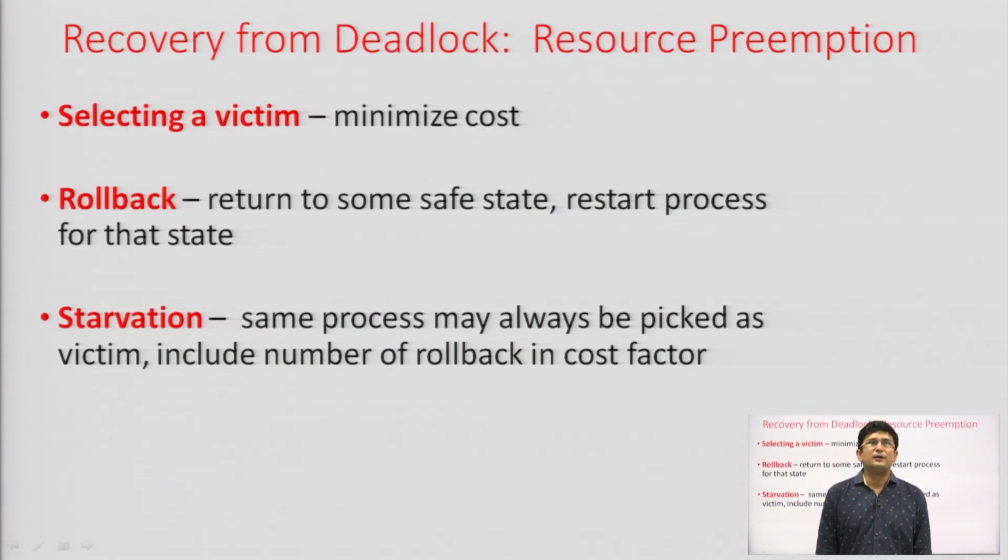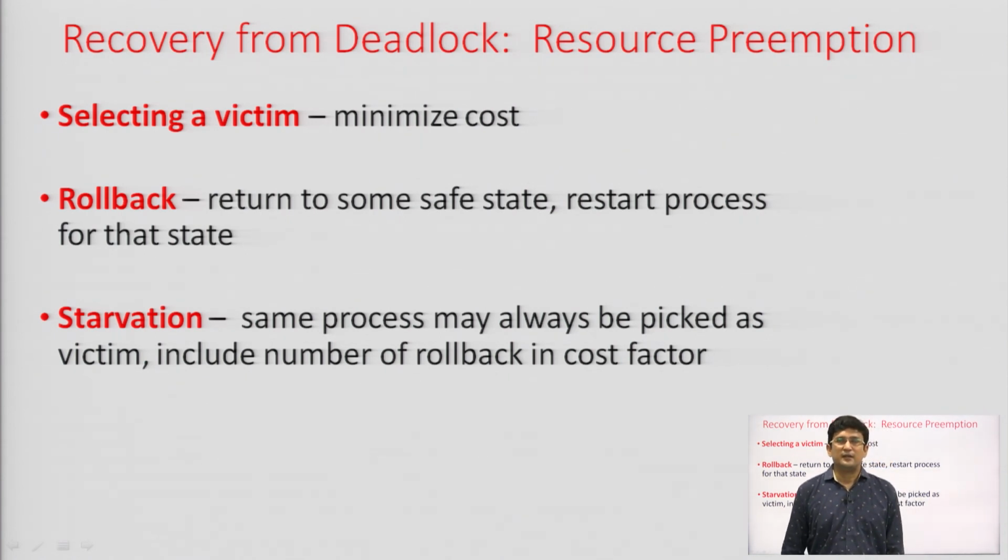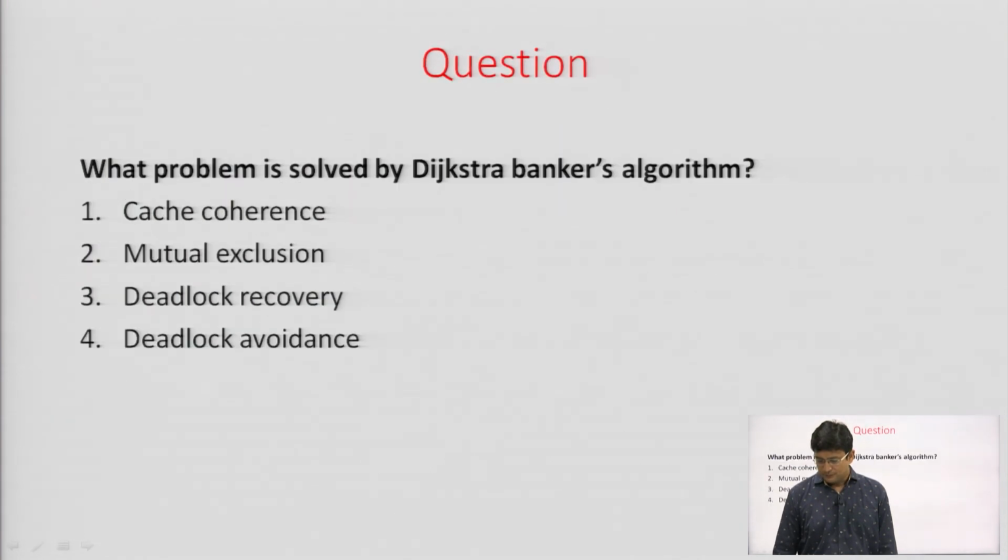Another scheme may be to roll back the resources, not kill a process, but roll back some of the resources. So you will first have to select the victim. After the selection of the victim, whichever scheme minimizes the cost, you will select that. Okay. If you select one process only every time, there will be starvation, there may be starvation for some of the processes. So killing a process and rolling back the resources are the schemes for recovery from deadlock.